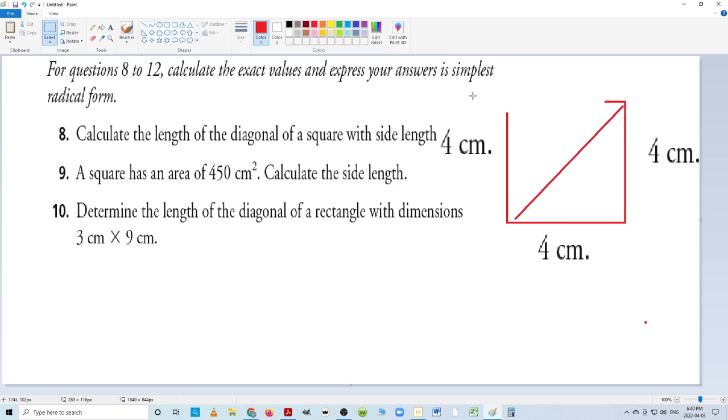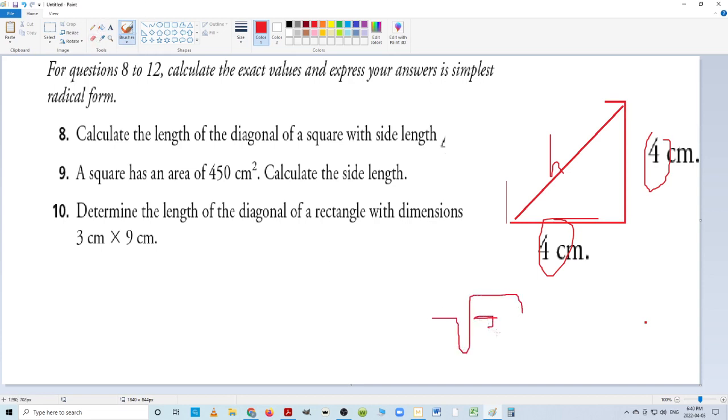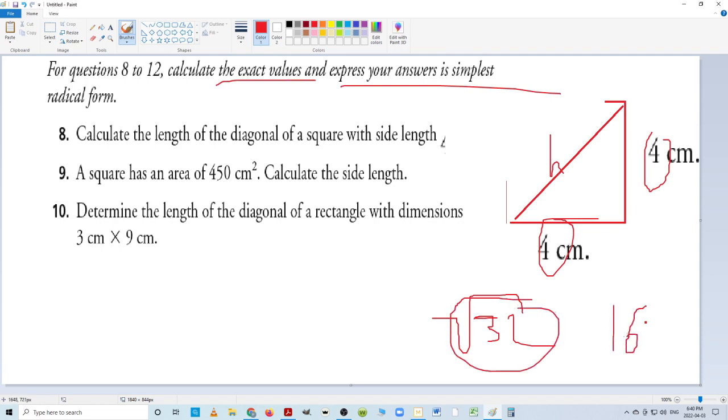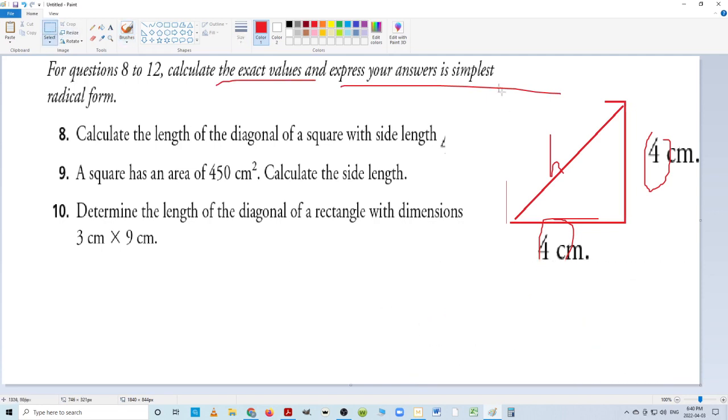We can see a Pythagoras theorem going on, which means this h is going to be this squared plus this squared. Well, 16 plus 16 is 32, so it's the square root of 32. But they probably want it in simplest form. Exact values, express your answers in simplest form. The square root of 32 is 16 times 2, which means 4 square root of 2 is the length of this hypotenuse.